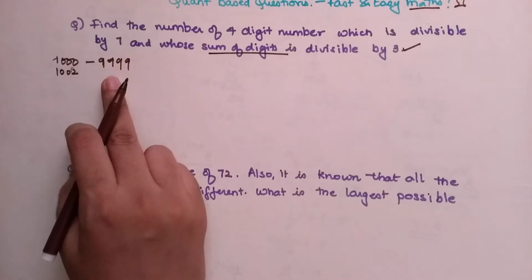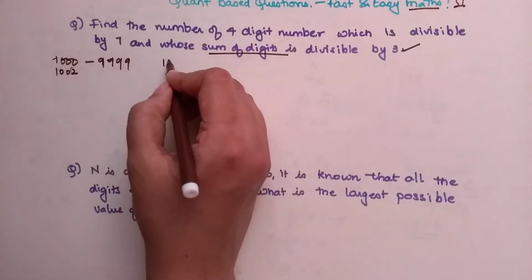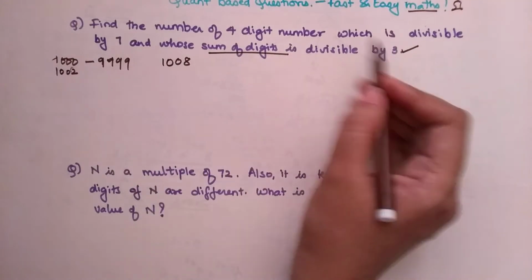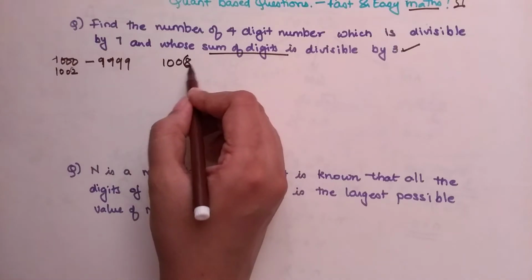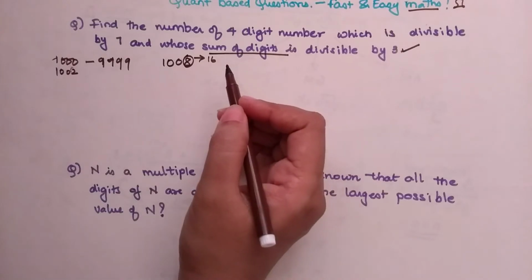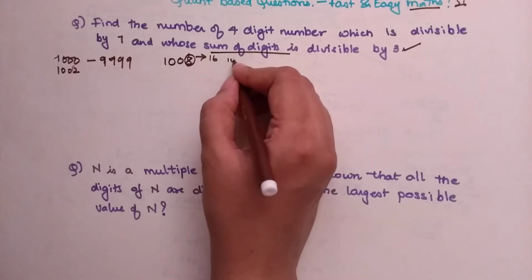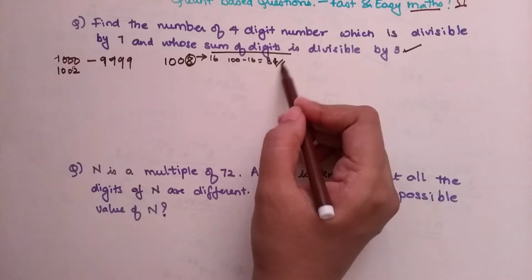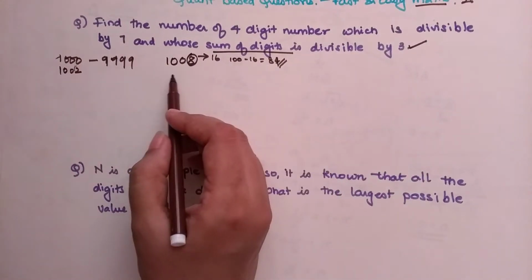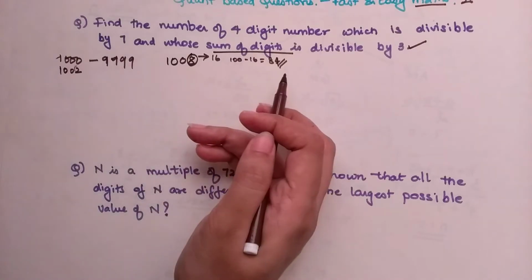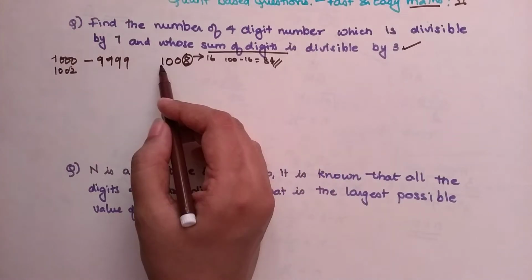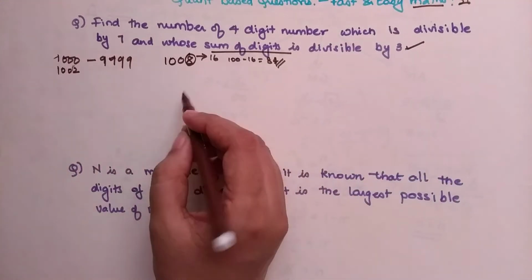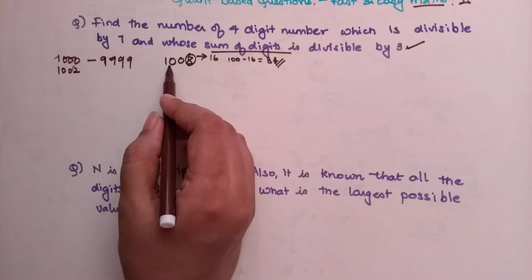So doing so on and so forth, you will realize that 1008 is a number which is divisible by 3 as well as 7. Let's check. 8 when doubled gets you 16. When you subtract 100 minus 16, you get 84, and that is divisible by 7. So 1008 is divisible by 7, as well as 1 plus 0 plus 0 plus 8 gets you 9, which is again divisible by 3. So we know that the first number will be 1008.